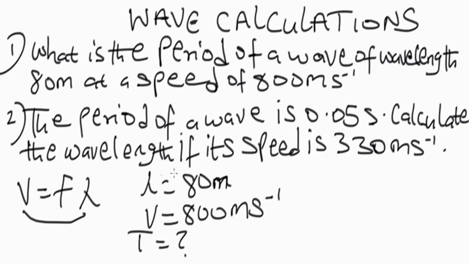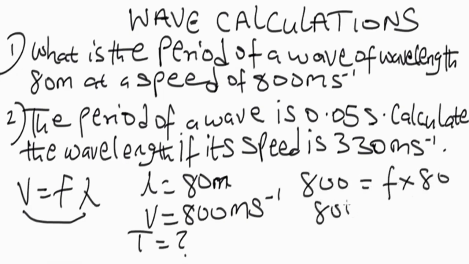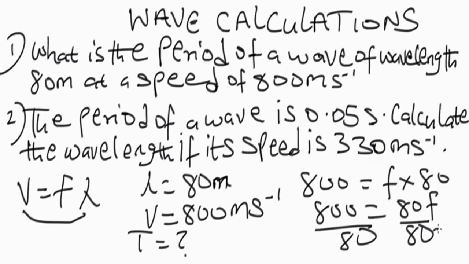Now let's use this relationship to get the frequency. If you substitute these values in the formula, you're going to have 800 equals frequency times 80. This is the same thing as 800 equals 80 frequency. Divide both sides by 80 to make frequency the subject of the formula. This will cancel this, and we will be left with 10. So that means our frequency is 10.